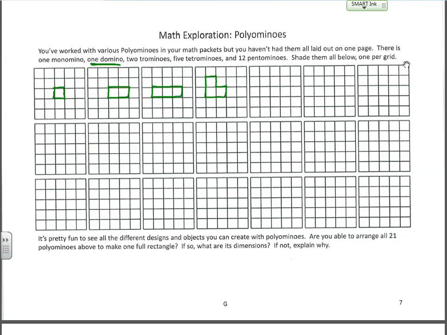I'm going to do the rest of these in red so it shows up a little bit clearer here. There are 5 tetrominoes. Ever wonder why Tetris is called Tetris? Because it uses tetrominoes, and there are 5 of them. You've got your 4 blocks in a row here. You've got 3 blocks in a row with 1 on an end. You've got 3 blocks in a row with 1 in the middle.